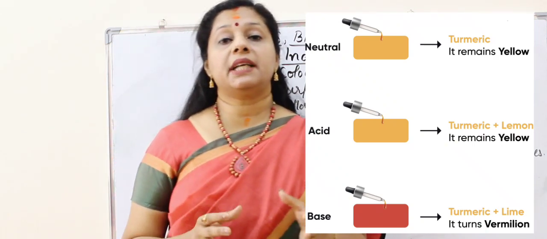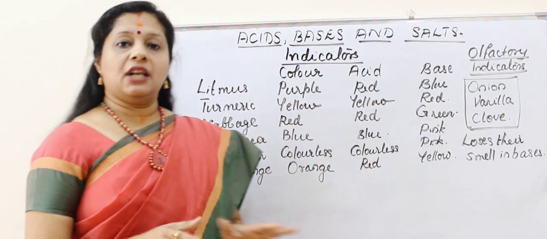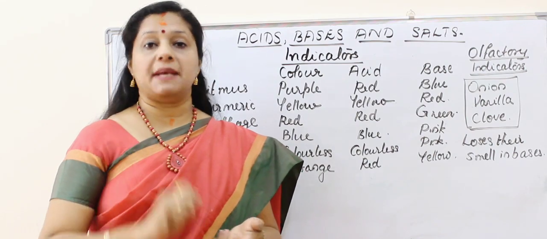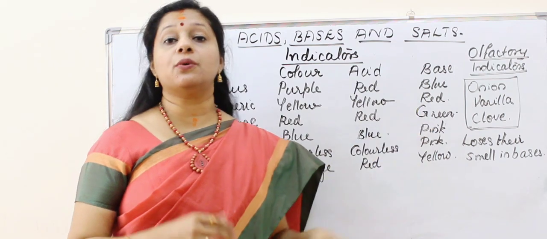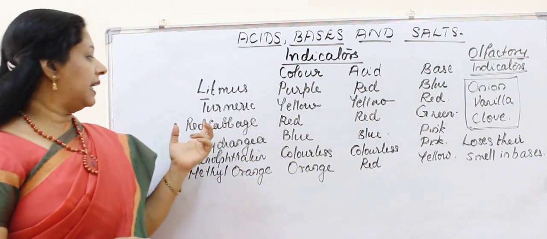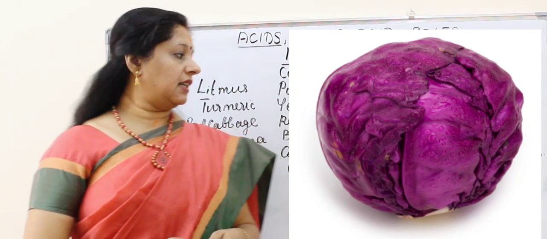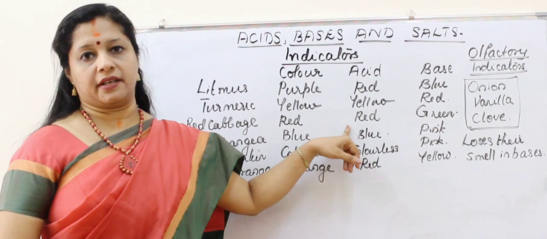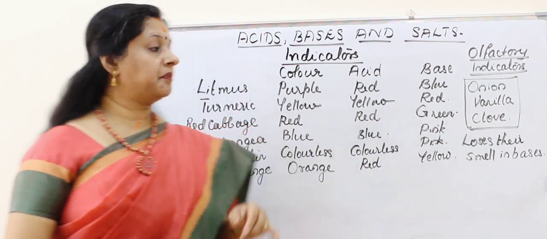That means turmeric is naturally yellow in color. It will remain yellow in acidic solution, but when we apply soap, which is a base, the basic nature will change the color of the turmeric to red. Another one is red cabbage. The red cabbage extract is red in color. So when it is in an acidic medium, it remains red. But when it becomes alkaline, it will turn green.